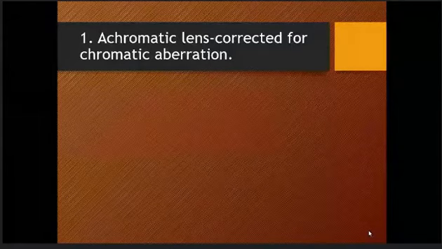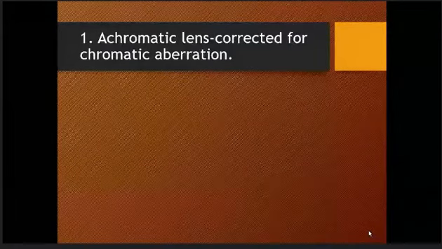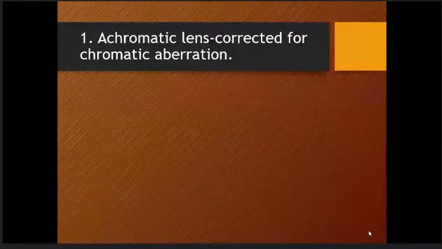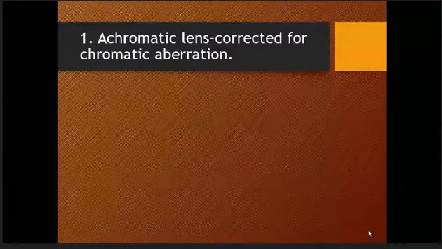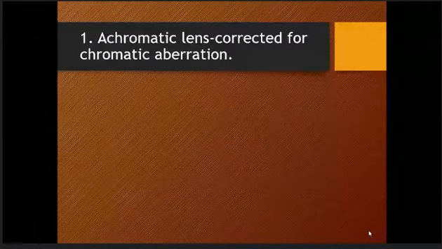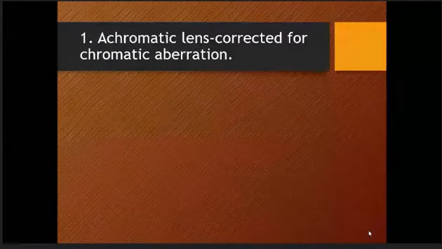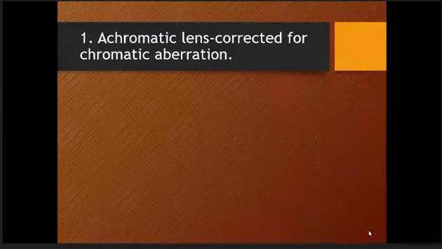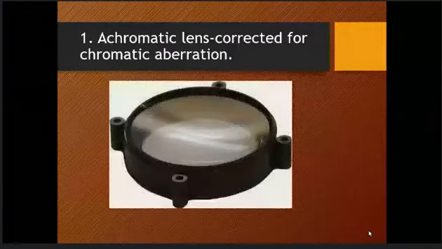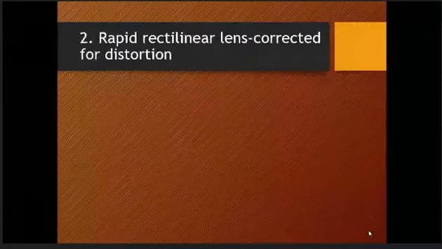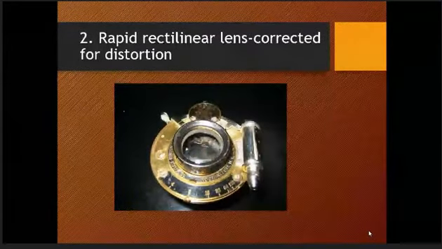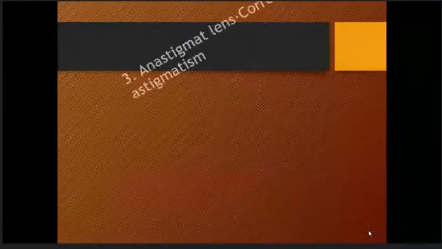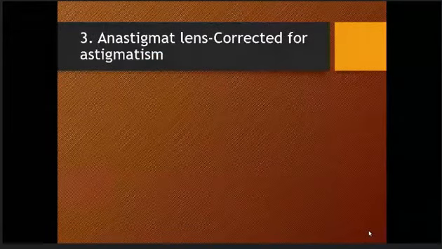Achromatic lens. Asa gamiton? Chromatic aberration. From the word, na ikapareha sa iyang ngalan. Just remove chromatic. Basta na chromatic, achromatic na sa gigamit. Achromatic, corrected for chromatic aberration. Next is rapid rectilinear lens, corrected for distortion. Now, for distortion is rapid rectilinear lens.